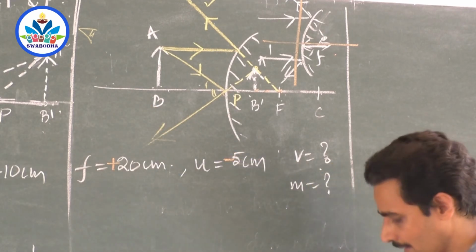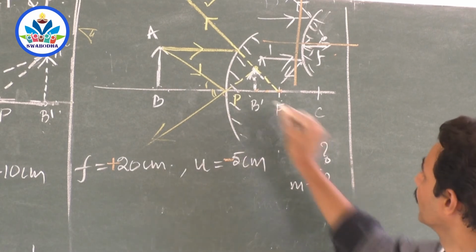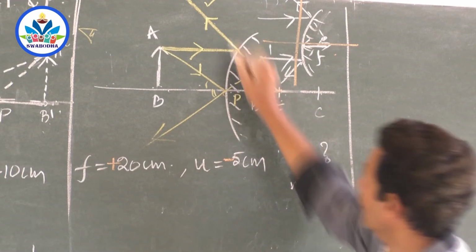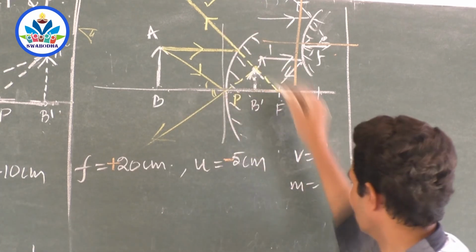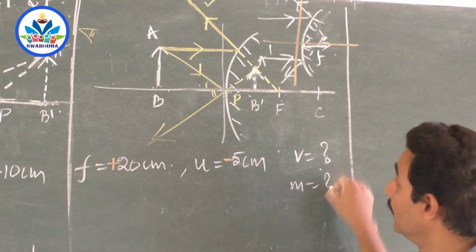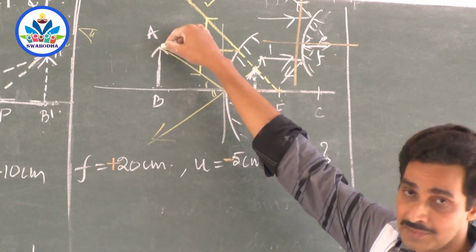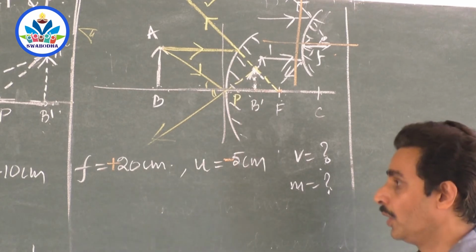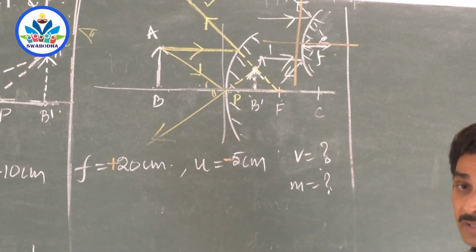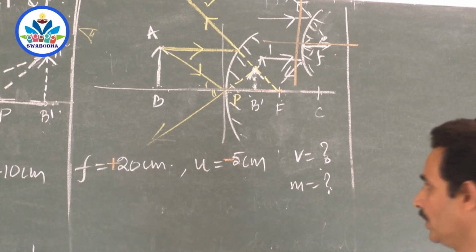What about image distance? How should the answer be? Positive. Can you tell me why? Because it is on this side. So image distance should be positive. Magnification positive. Why? Image is erect. Object is erect. So that should be positive. If the image is inverted, then only the magnification should be negative. And if image magnification is greater than 1, enlarged. Lesser than 1, diminished.